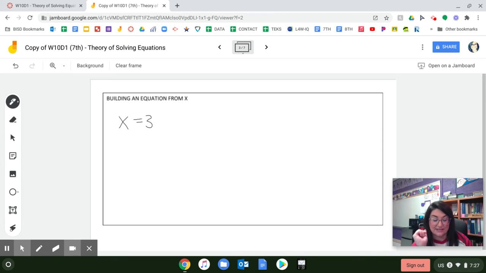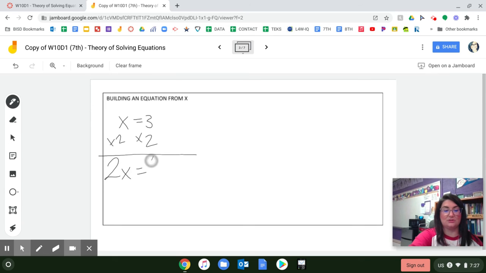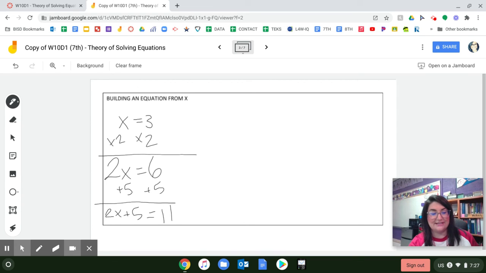Okay, so first thing I want to do is multiply by 2. So I'm going to end up with 2x equals 6. I know x equals 3, so if I have 2 x's, that's going to give us 6. The next thing I'm going to do is add 5 to each side. So I end up with 2x plus 5 equals 11. So you see the steps that have been done to x, I now have an equation.